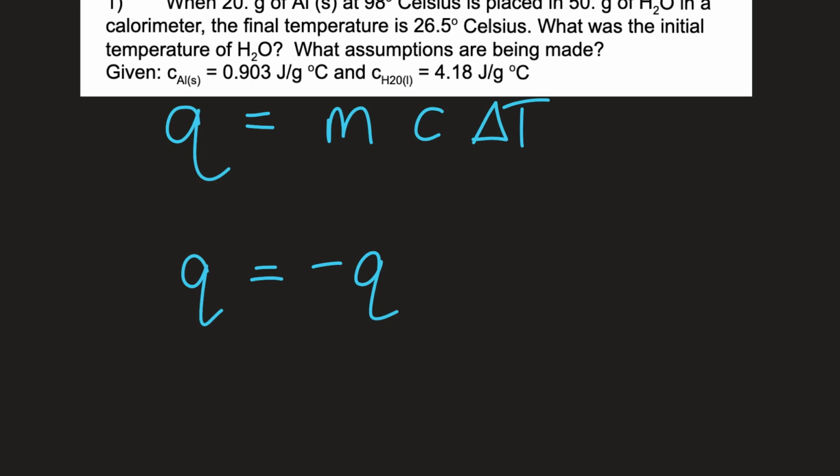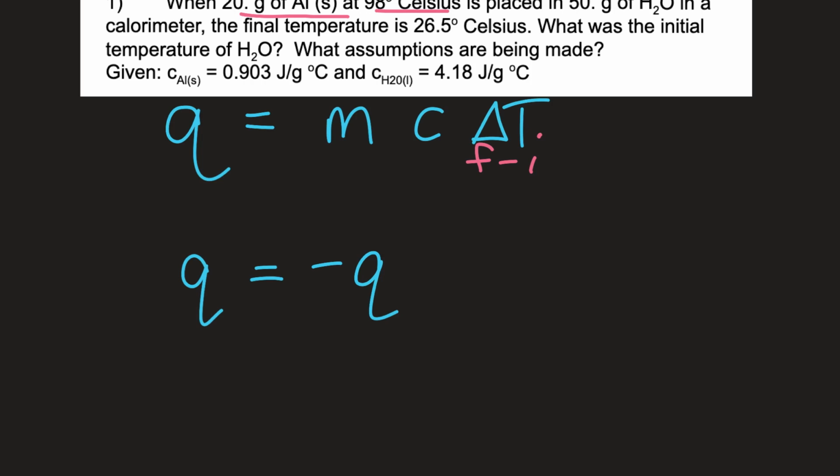If you look back at the question, there's a lot of information about the aluminum. There's also some information about the water. So we know the mass of aluminum here. We know the initial temperature of the aluminum. Now remember what your delta T means. Your delta T means final minus initial temperature. So it's okay if you get a negative value there. Sometimes you'll also get a positive.